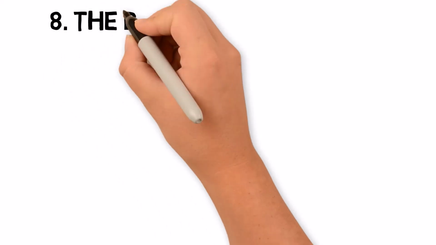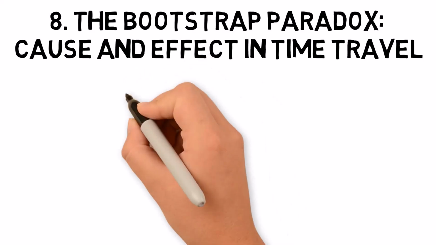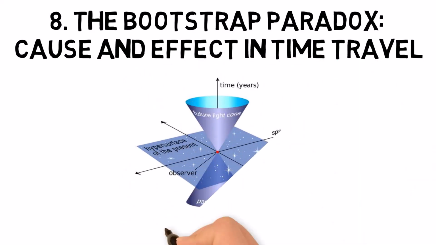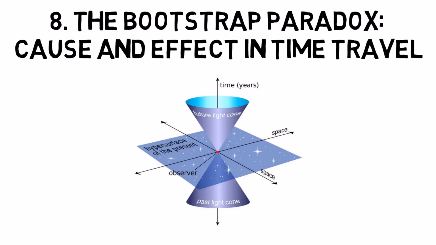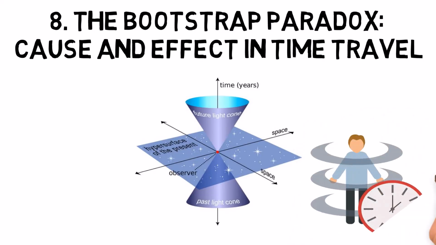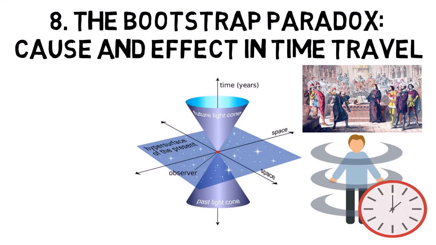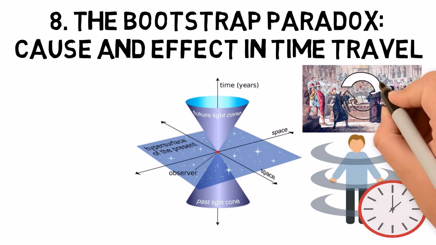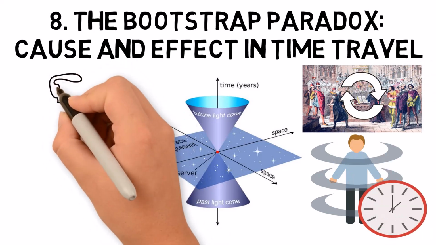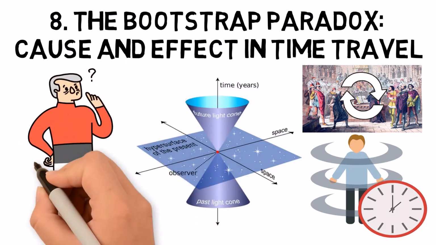8. The Bootstrap Paradox. Cause and effect in time travel. The Bootstrap Paradox is a time travel problem where something exists without an origin. For example, imagine a time traveler who goes back in time and gives Shakespeare a copy of his plays. Shakespeare then publishes them, and over time they reach the time traveler, who then takes them back to Shakespeare. The plays seem to exist in a loop without ever being written originally. This paradox challenges our ideas about cause and effect and raises questions about how time travel might work.